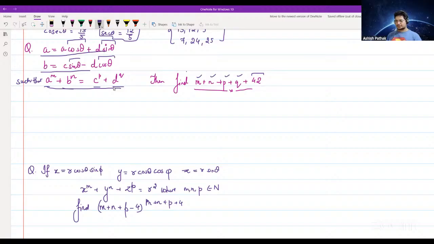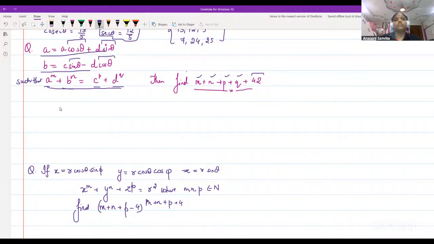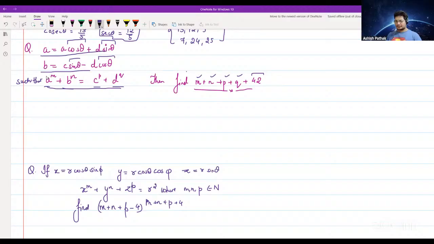Do we want sine theta and cos theta in this equation? No, we don't want them. So what can we do? We have the value of A, but with the help of A, it is really difficult for us to find any solution. What can we do next?